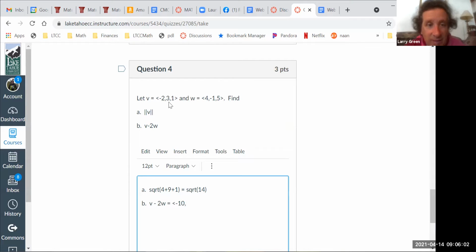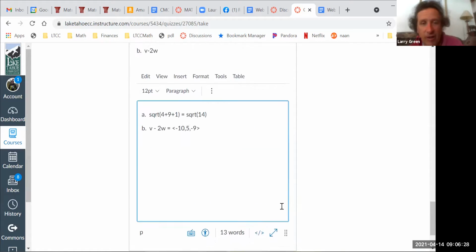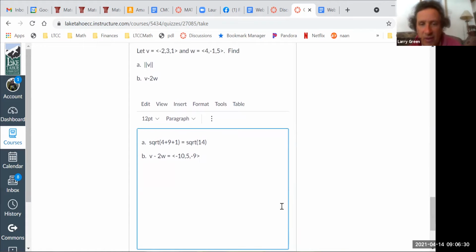Then I do the same thing with the y coordinate. I take 3 and then minus twice negative 1, and that's 3 plus 2, which is 5. Then the z coordinate: I take 1 and then minus twice 5, or 1 minus 10, is negative 9. And that's all there is to question 4. Any questions on this quiz?